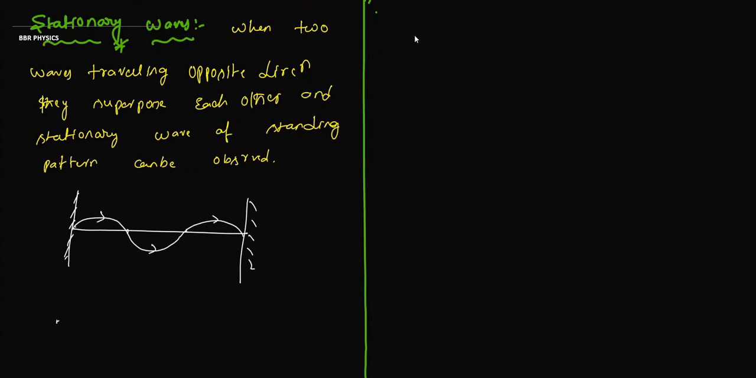We can write it. Let me write here, this is y1. What I'm writing: y1 equal to a sin omega t minus kx. Now, positive axis means it's going along the positive axis.